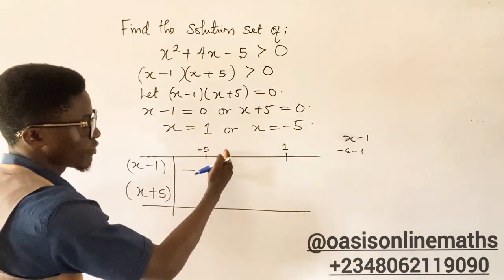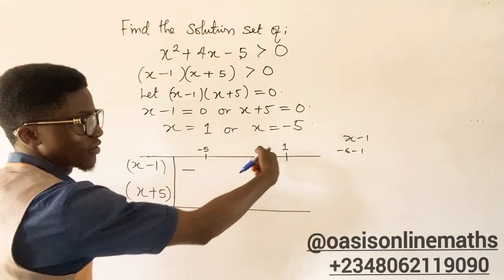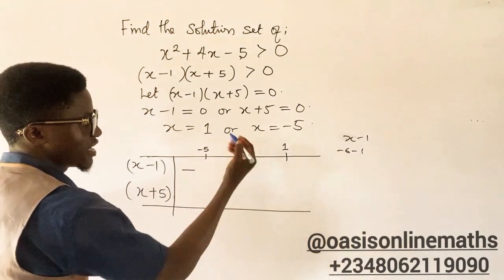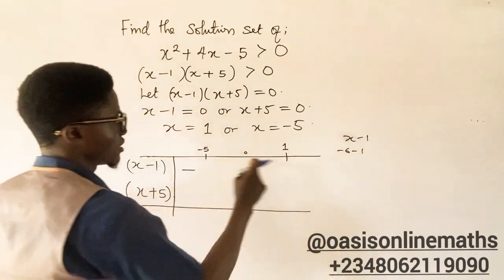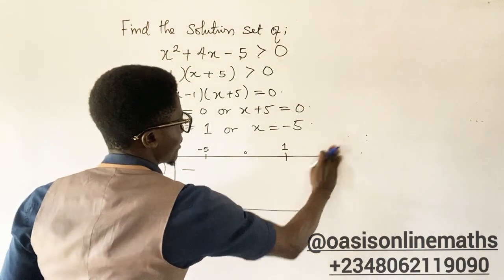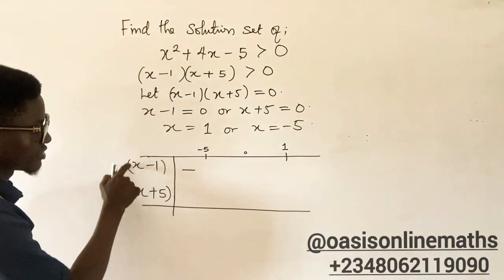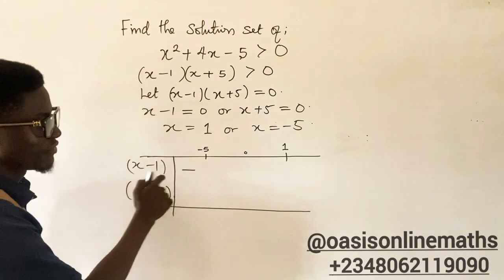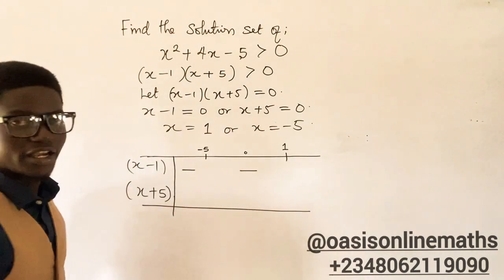We can see minus 4, minus 3, minus 2, minus 1, 0, and so on and so forth. Pick any one. Let's pick 0, okay? That is putting x to be 0 here. That will be 0 minus 1. Our value will definitely be negative.